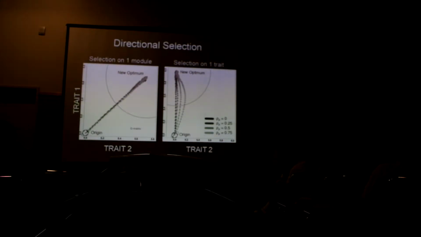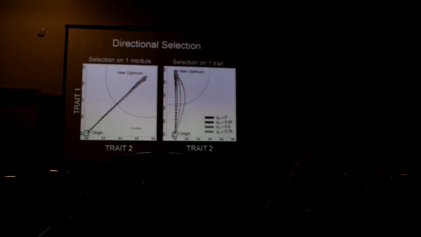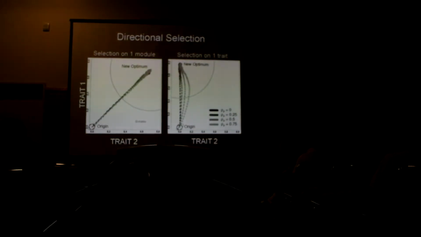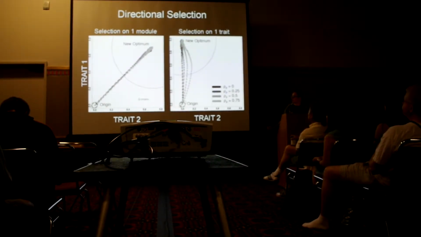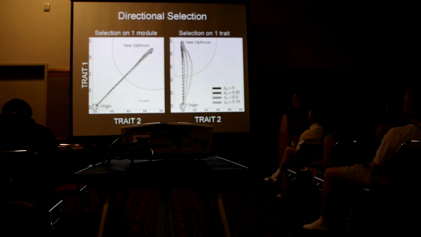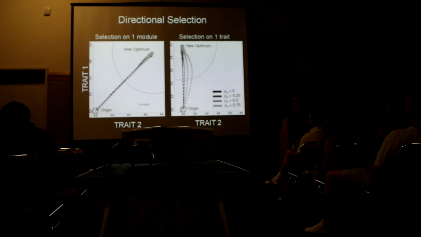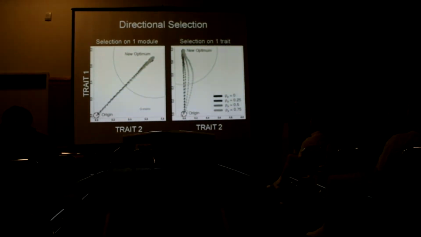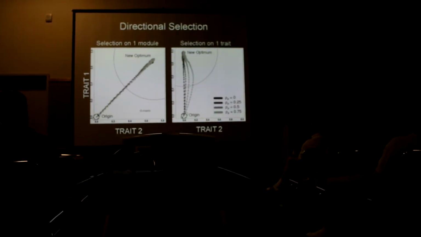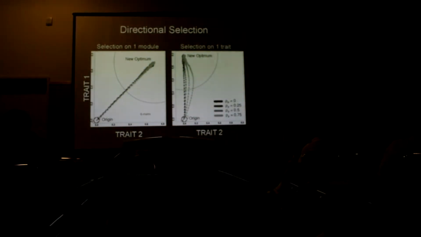Here we have the results after the 2,000 generations of directional selection, either on one trait or on one module. And we can see that the populations are evolving from the origin to a new optimum with the arrows every 10 generations. Now when directional selection is on one module, the axis of least resistance of the G matrix is in line with the beta vector, and they move directly towards the new optimum. Whereas when we select on one trait and there is mutational correlation, then the direction of the beta vector is not in the same direction, and we get this deviation.